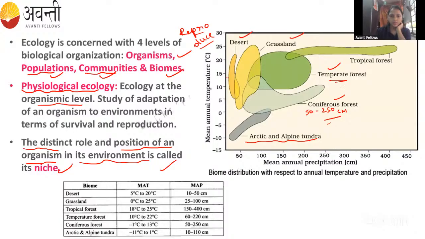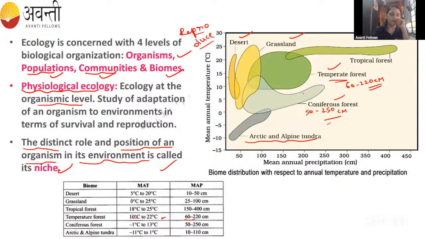In the temperate forest, you can see what the temperature is here. 10 to 22 degrees Celsius in the temperate forest. And the rainfall is 60 to 220 centimeter. So that is the rainfall in the temperate forest.